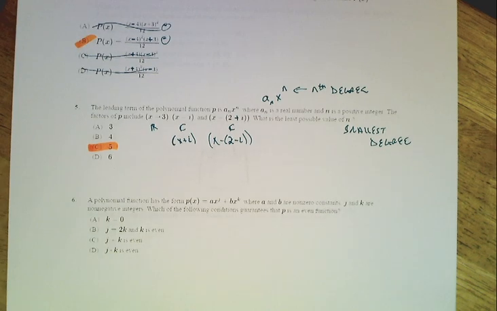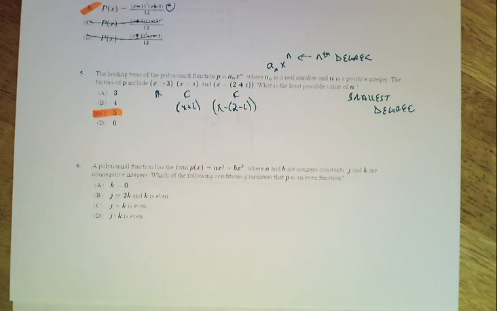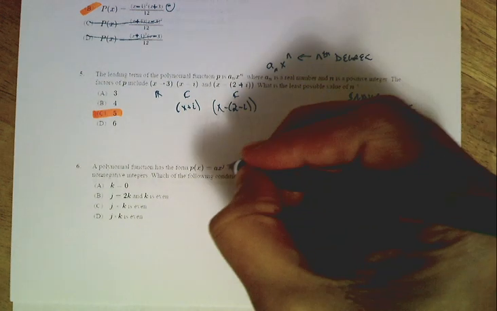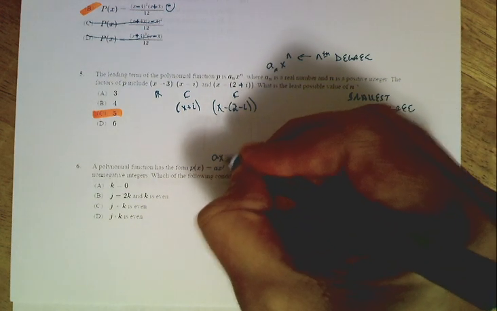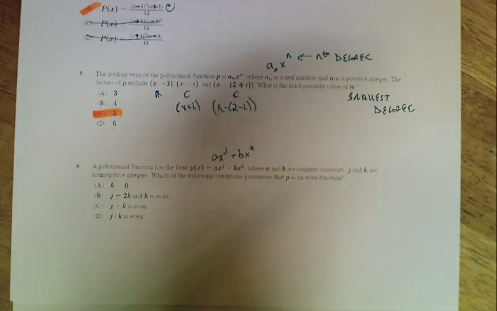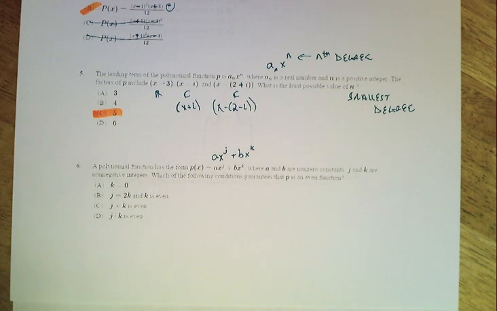Okay, number 6. A polynomial function p of x is equal to a x to the j plus b x to the k, where a and b are non-zero constants. j and k are non-negative integers. Which of the following conditions guarantees that p is an even function?